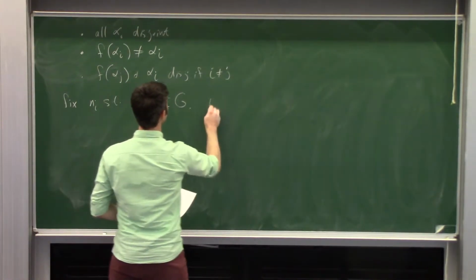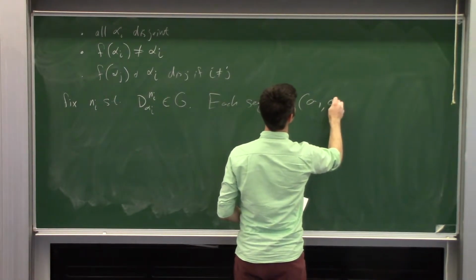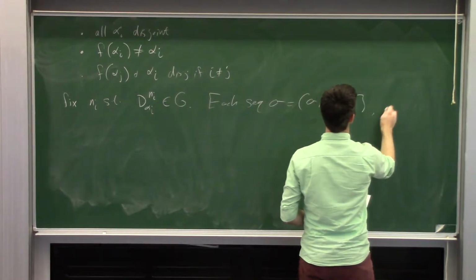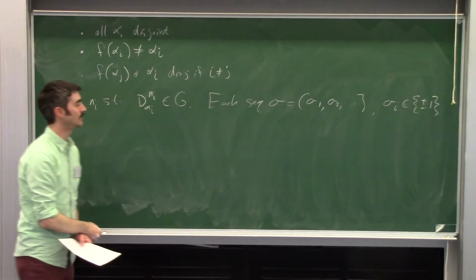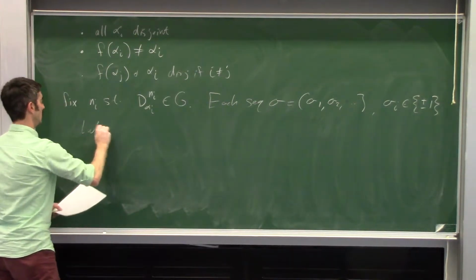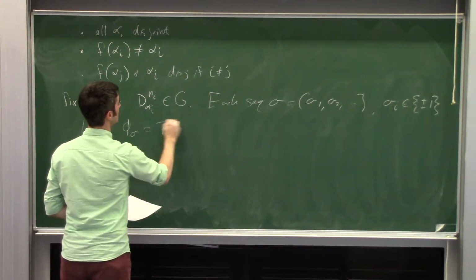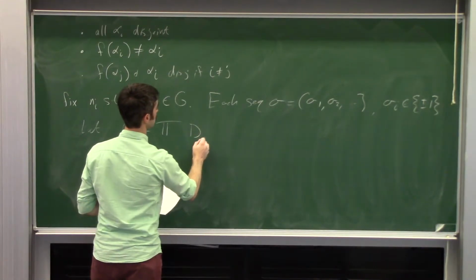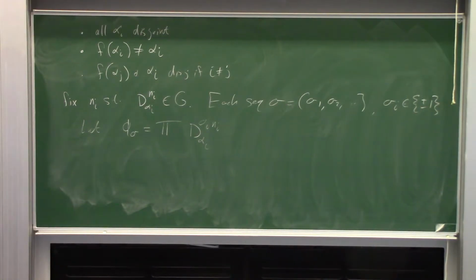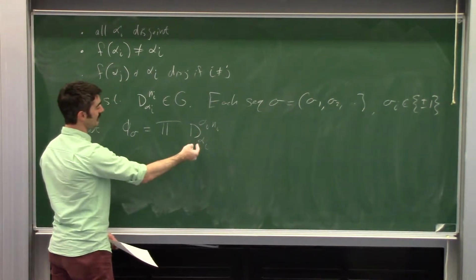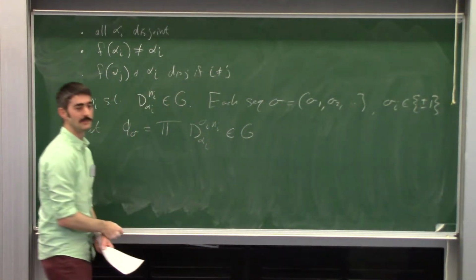Now, for each sequence sigma, that's sigma 1, sigma 2, etc., where the sigma i's are plus or minus 1, so for every list of plus 1, minus 1, etc., let phi sub sigma be the following product of Dehn twists. All these Dehn twists to the n_i are in G. These are all disjoint curves. I can raise them to the plus power or minus power as I choose, and this is some element.